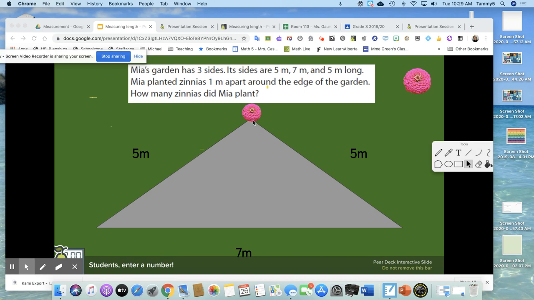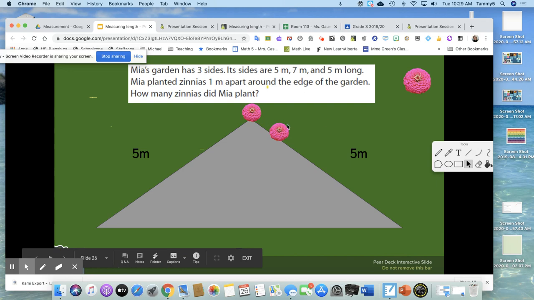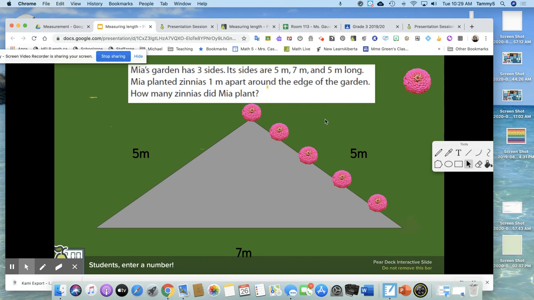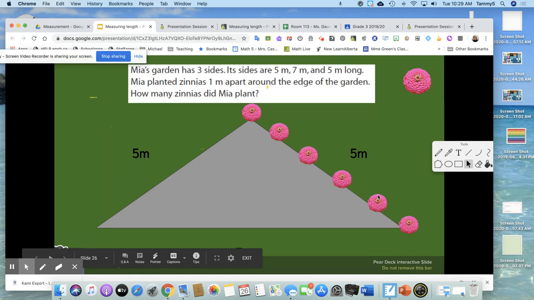So I'm actually going to just start at a point on my triangle. So I planted 1 flower here. Okay, now we're going to show that we need to plant these 1 meter apart. So from here to here is 1 meter, but we know that there's 5 meters in this length of this triangle. So we're going to go 1, 2 meters, 3 meters, 4 meters, and then 5 meters. Don't worry about counting up the flowers until the very end. We're just trying to draw our picture to solve the problem first.